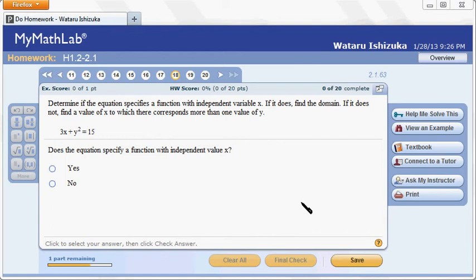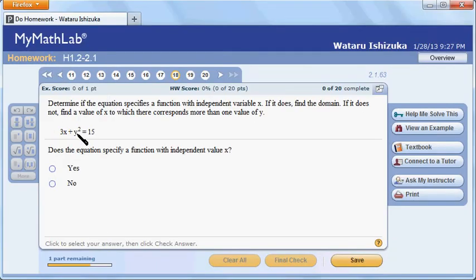Okay, let's look at the homework 1.2-2.1, number 18. Right? So we have an equation given, and we're trying to see if this describes y as a function of x. So first thing we do is try to solve this equation for y. Try to isolate y. So let's do that.